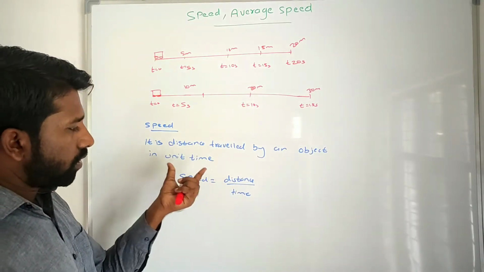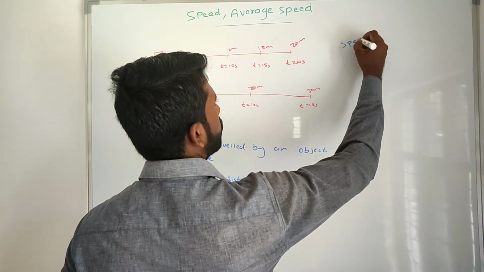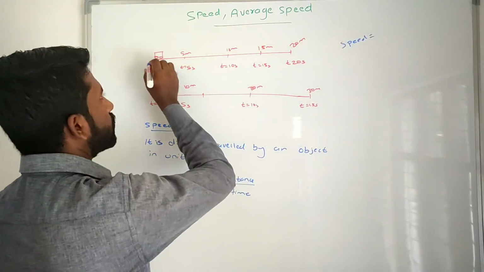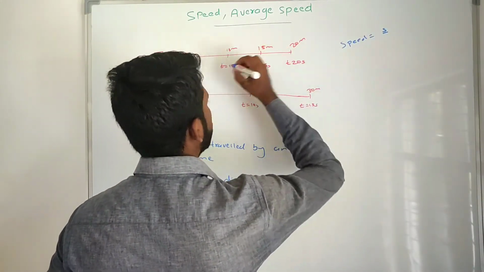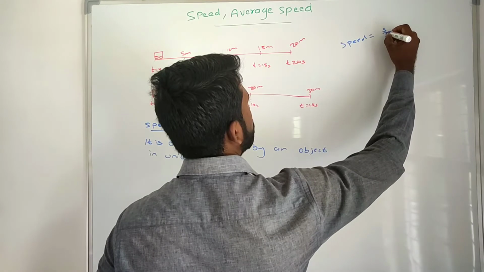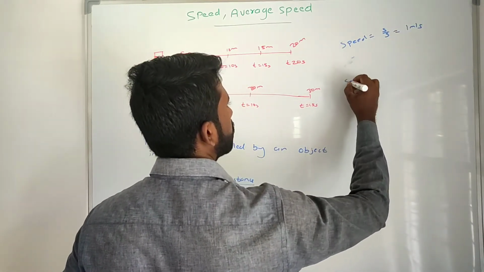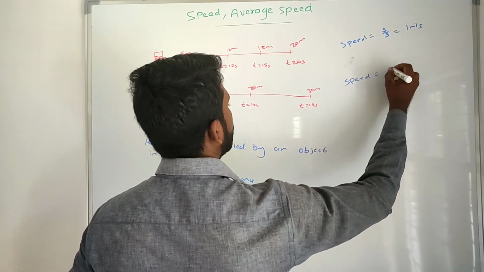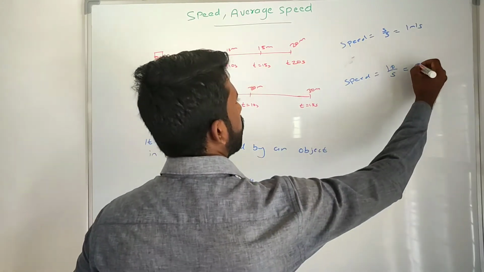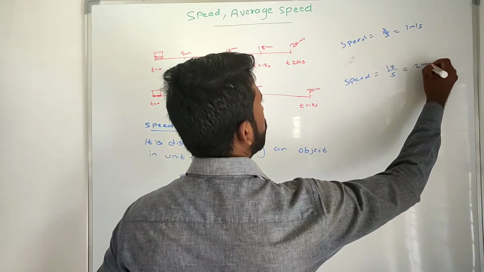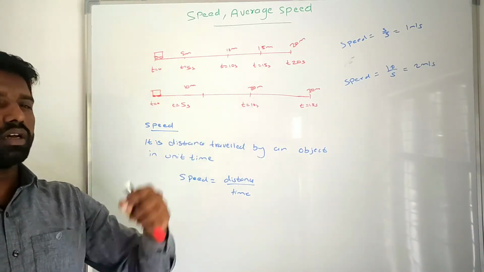If this value is more, the speed is more. You can see the speed here: speed is equal to distance, taking this interval, so 5 divided by 5 seconds. So the speed I will get is 1 meter per second. Here, speed is equal to the distance, that is 10, divided by 5. So I'll get the speed as 2 meters per second. This is the speed in that time.